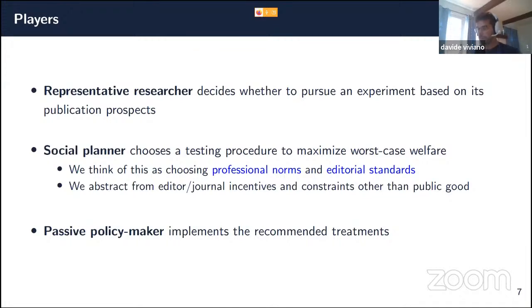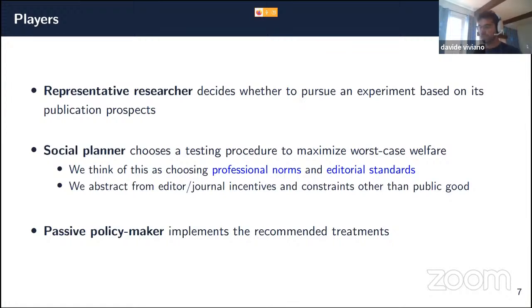Okay, so there is a social planner, and we can think of the social planner as choosing professional norms or editorial standards. So we speak about the social planner as the editor, but you can think really of an editorial board, which provides norms to researchers. And here we really abstract from editor and journal incentives. That is, the editor will only care about the public good and nothing else. So there is no competition between different journals or things like that, which is, of course, interesting for future research.